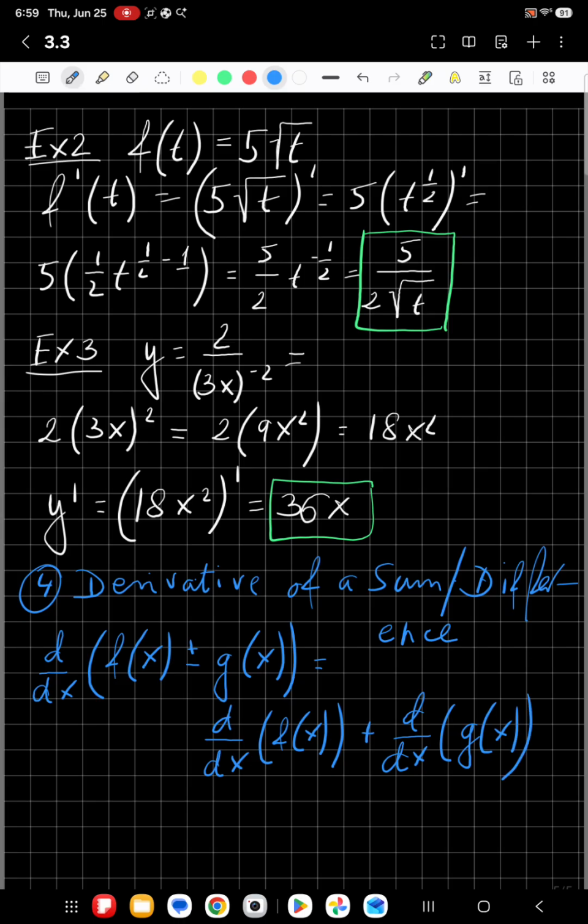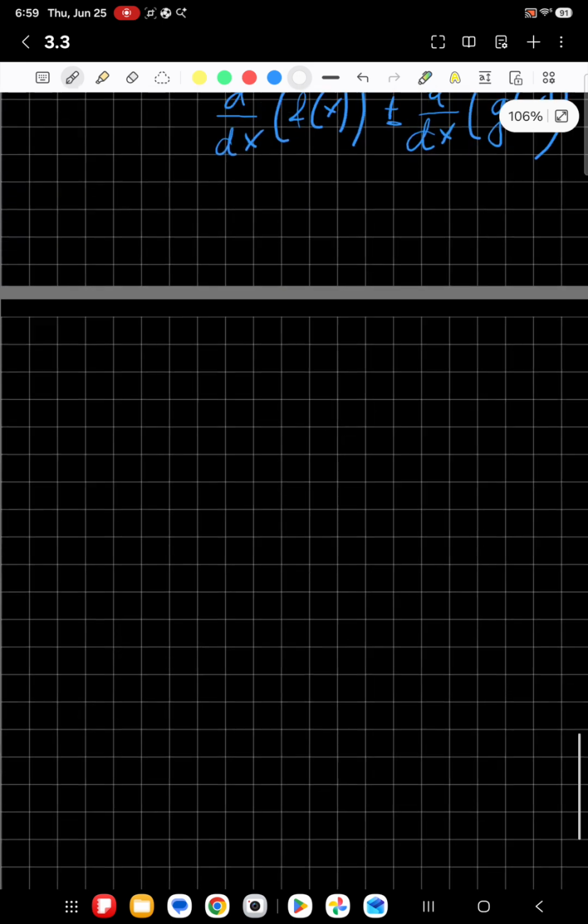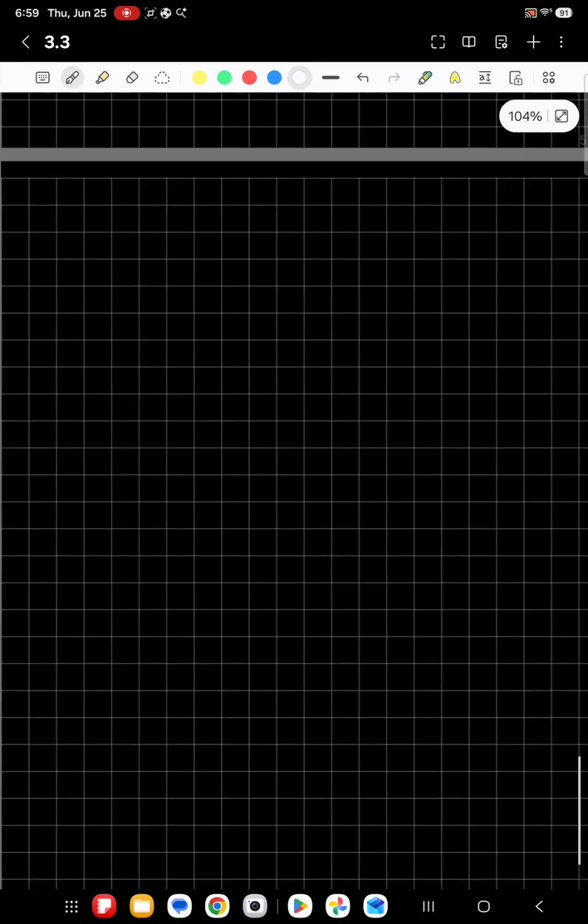Okay, so yeah, it can be plus or minus. So it's a pretty intuitive, pretty simple rule. Let me give you an example to illustrate it. So example 5. And it goes like this.